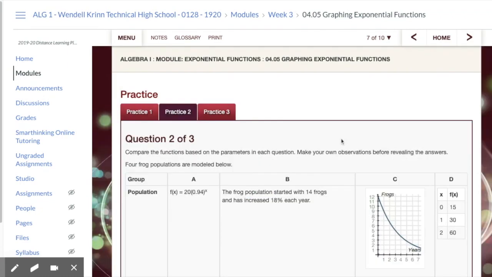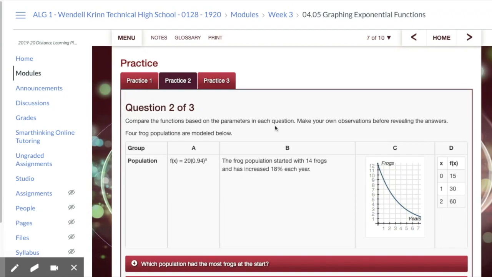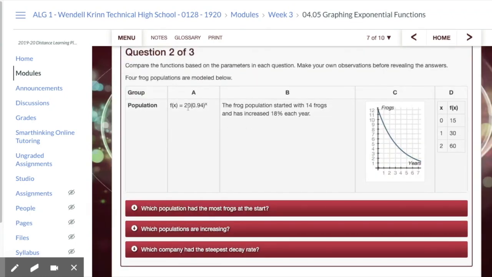All right, and here's example number 2 or question number 2. We have our population here, so we're starting at 20 people. It looks like decay, so 0.94 because it's less than 1. Frog population starts with 14 and increased. Okay, so here's a growth right here. This definitely looks like decay and about 12 frogs it looks like that we're starting with. And here we're starting with 15, and this to me looks like we're doing times 2.